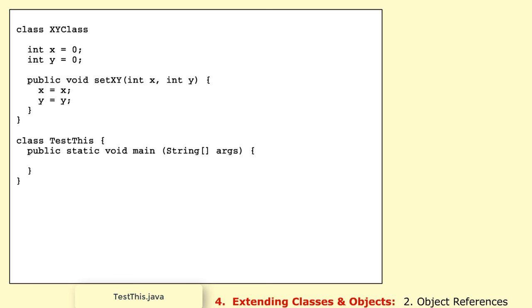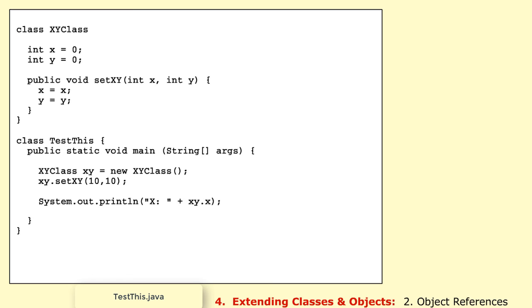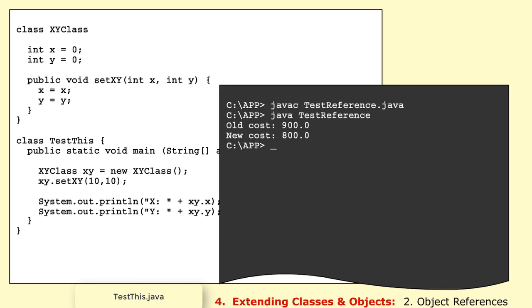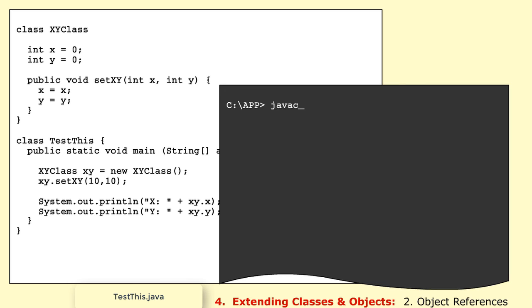Let's test this. Here's an application class with a main method. We instantiate an object of type XY class. We then try and set both x and y to 10 using the setXY method. Here we print both values. The values were not set. They are still 0.